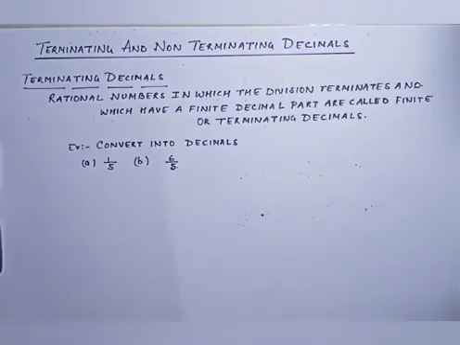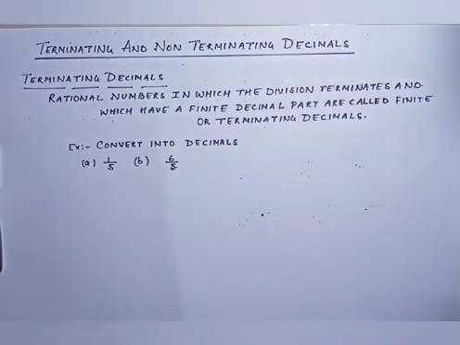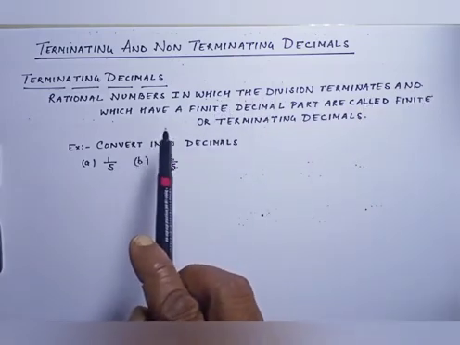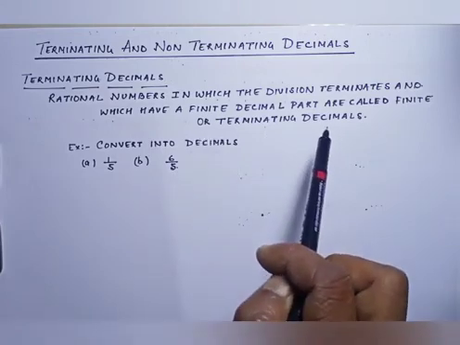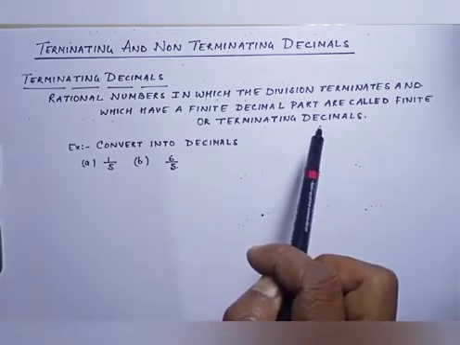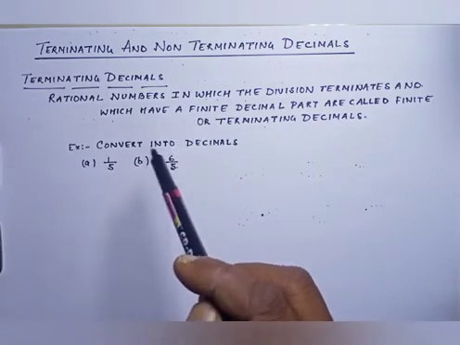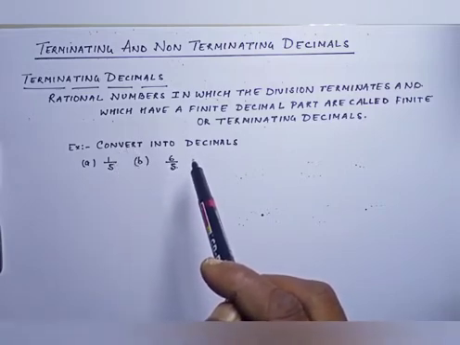Let us move to another topic, that is terminating and non-terminating decimals. So what are terminating decimals? Rational numbers in which the division terminates and which have a fixed decimal part are called finite or terminating decimals. It means that if we are dividing any number and the remainder comes 0, that is called a terminating decimal. So let us see with the help of an example.